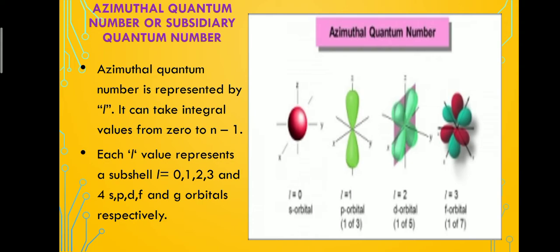For each azimuthal quantum number, we can predict the shape of the orbital, that is, the subshells. We can find out in which subshell the electrons will be present. If l is equal to 0, the electron is present in the s orbital. If l is equal to 1, it is present in the p orbital. If l is equal to 2, it belongs to the d orbital. If l is equal to 3, it belongs to the f orbital. If l is equal to 4, it belongs to the g orbital.